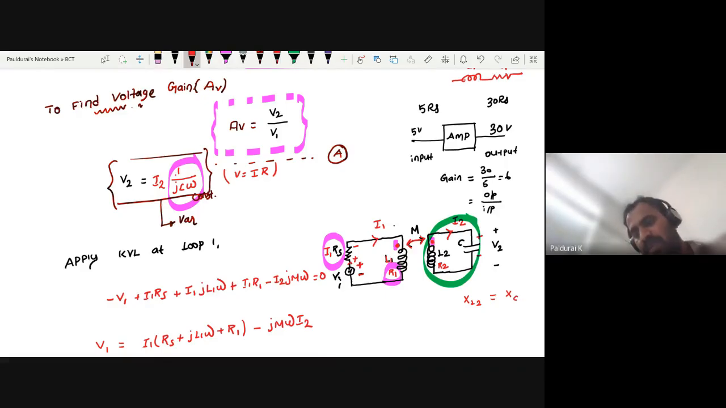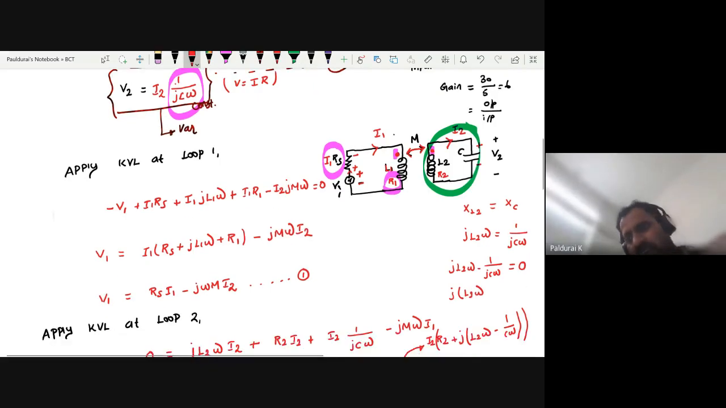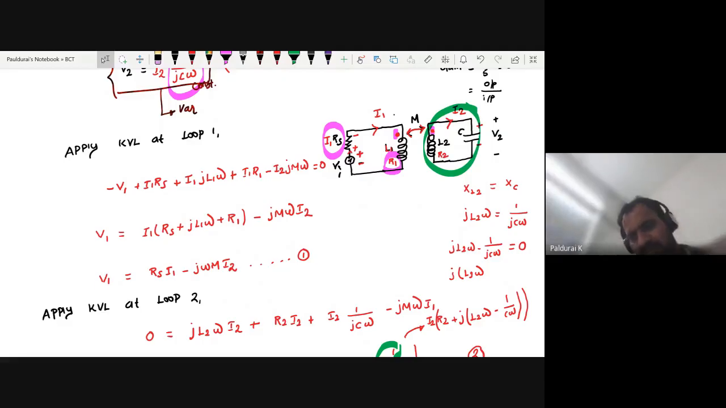XC. So what is XL2? jL2 omega equals 1 by jC omega. So jL2 omega minus 1 by jC omega equals 0, right? Or otherwise take j as common, so it becomes L2 omega. So take the magnitude. When resonance occurs, by using this I am deriving this relation.